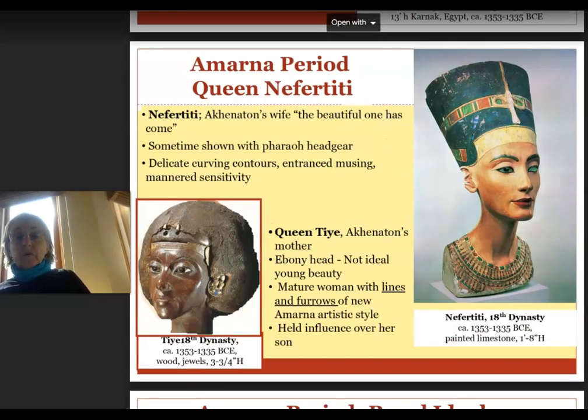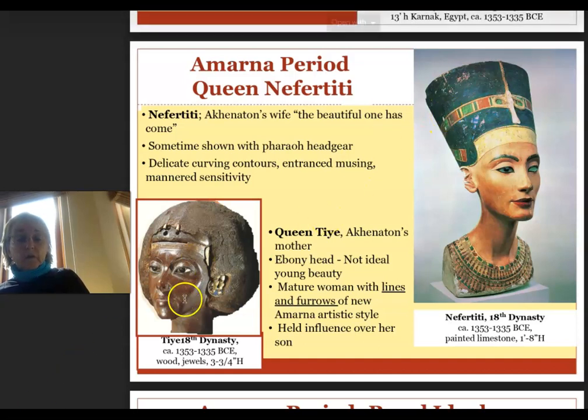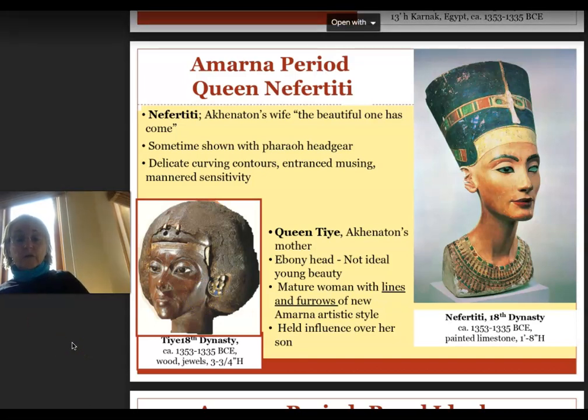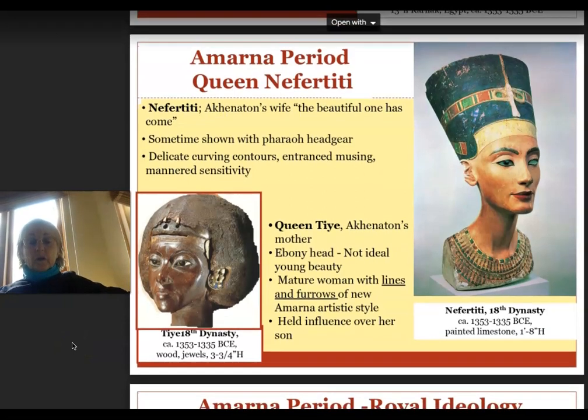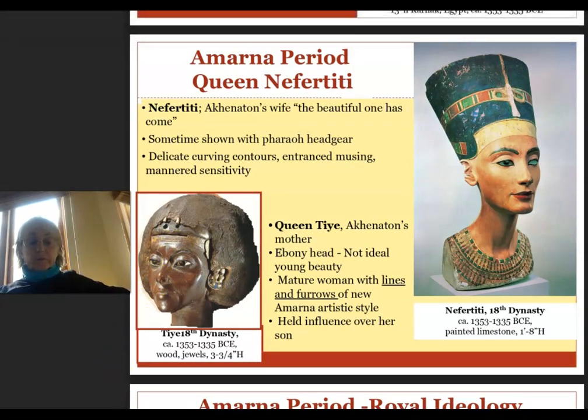Women were depicted in Egyptian art. Usually they were the queen, wife, or mother. Here we see Nefertiti, her painted portrait head, and she has the crown of a queen on her head. We also see Queen Tiye here, Akhenaten's mother. So she's not really idealized. She's a mature woman with some lines in her forehead and so forth.